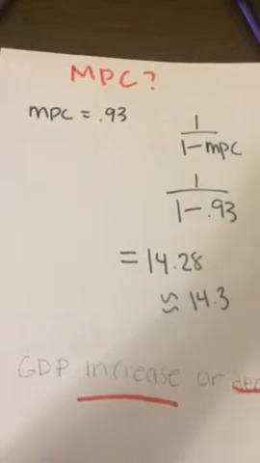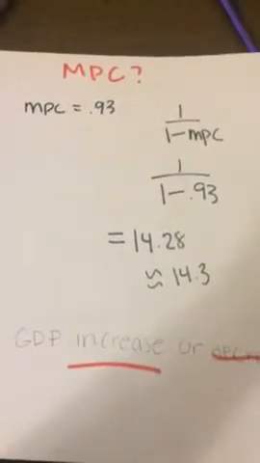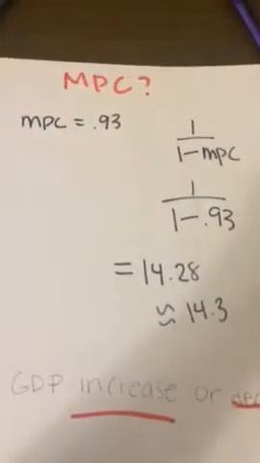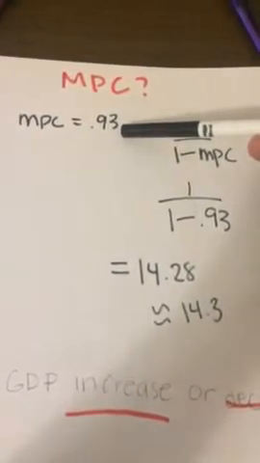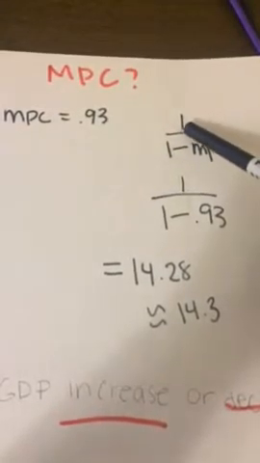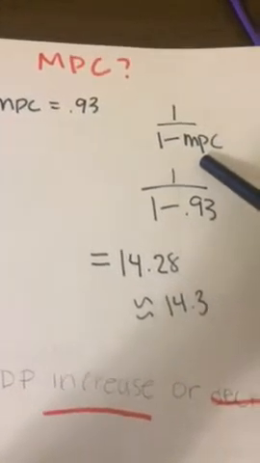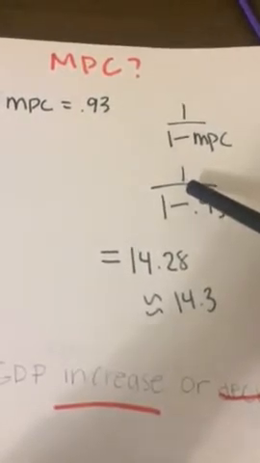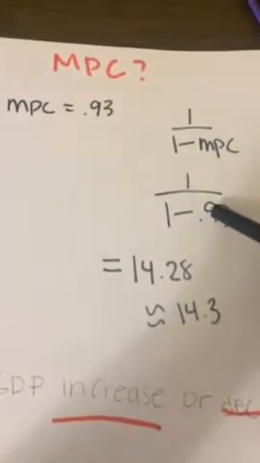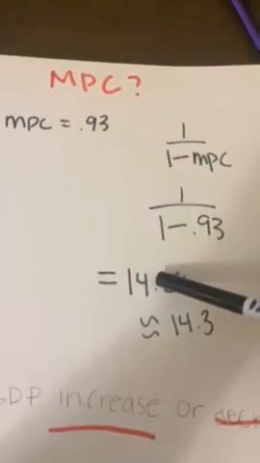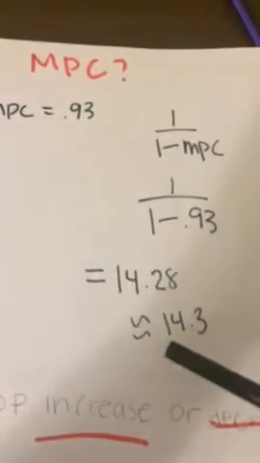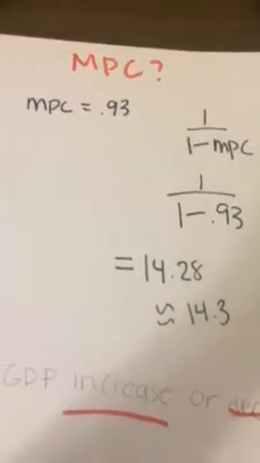This next and last part of the presentation is talking about MPC. So in our assignment, we got MPC as 9.3, and the equation for the multiplier is 1 over 1 minus MPC. So we're just going to plug that in. So 1 over 1 minus 9.93. And when you put that in a calculator, it equals 14.28 or 14.3, whatever you prefer.